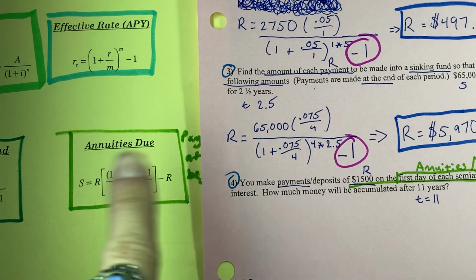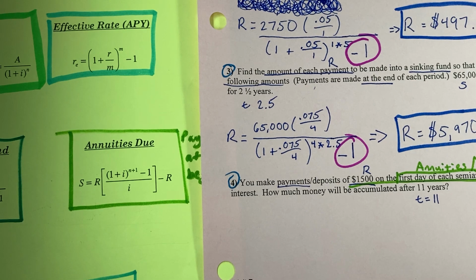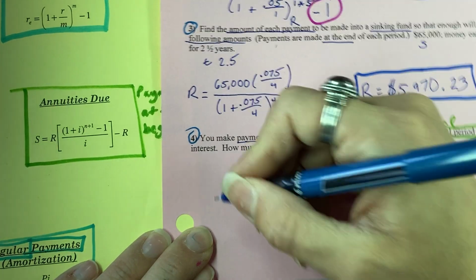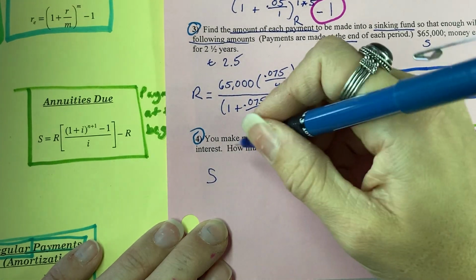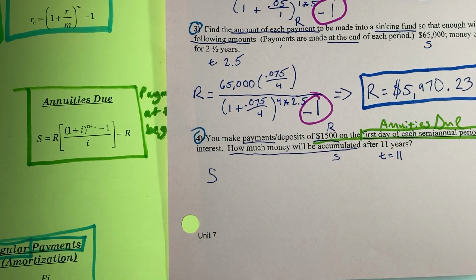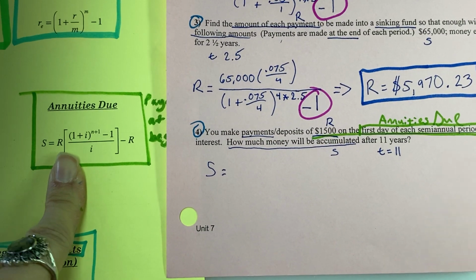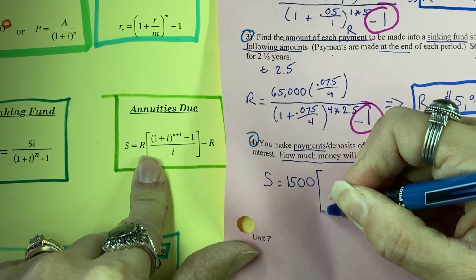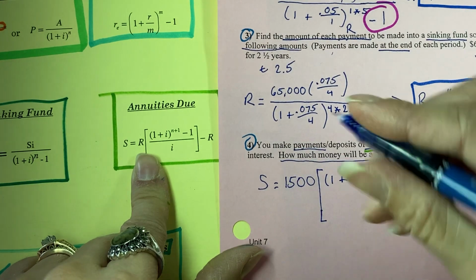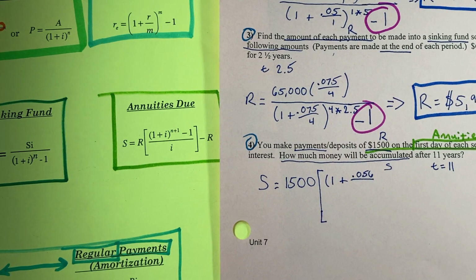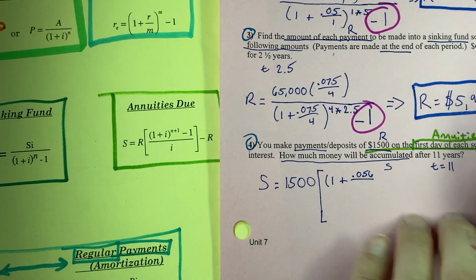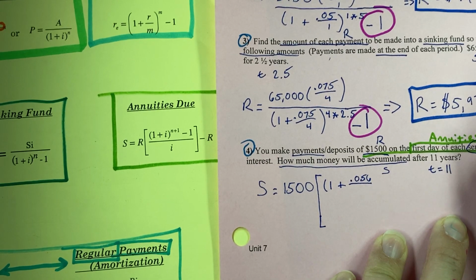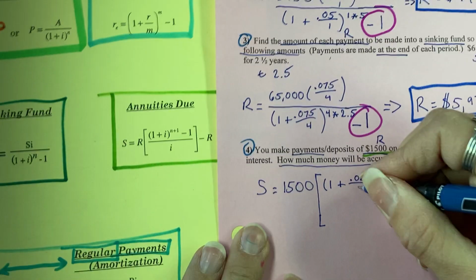And again, folks, sometimes students will have it written down correctly on the paper, but just won't enter everything in on their calculator. So let's go ahead and start with plugging in the variables we know. So we are looking for S, how much money will be accumulated. Our R, the regular payments, is the $1,500. And then 1 plus I is R over M. What's our M for this one? How often are we making those deposits or payments? The first day of each semi-annual period. Semi-annual means M is 2. So M is 2 there.